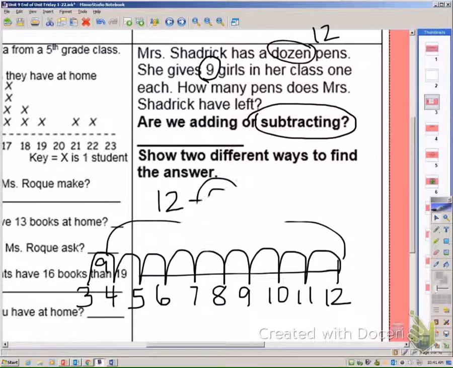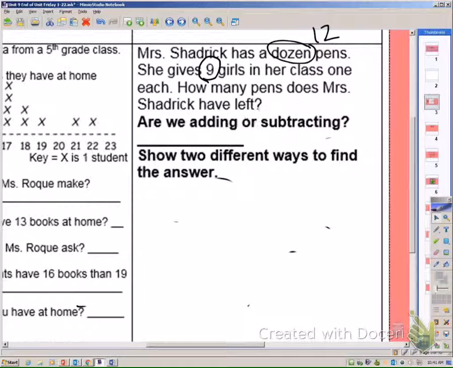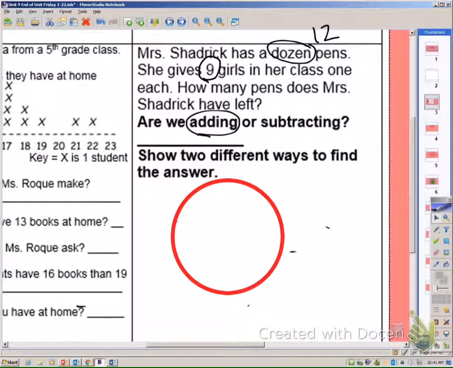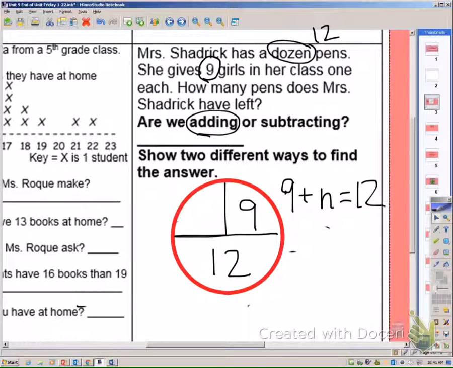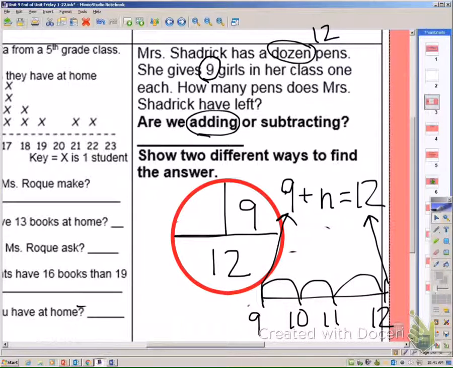Or you could have added, and then you would say that we are adding, and you could have done part plus part equals whole. So we know that our whole was she had 12. She gives 9 away. We need to find the part. So we know that 9 plus n equals 12, and I can find the difference. 9 and 12, because that's my beginning. That is my end, and now I need to jump the difference. 9, 10, 11, 12. So it's 1, 2, 3. So the jumps are actually 3. So n equals 3.